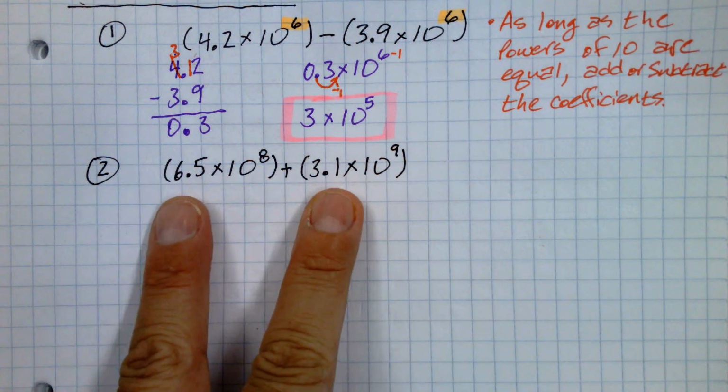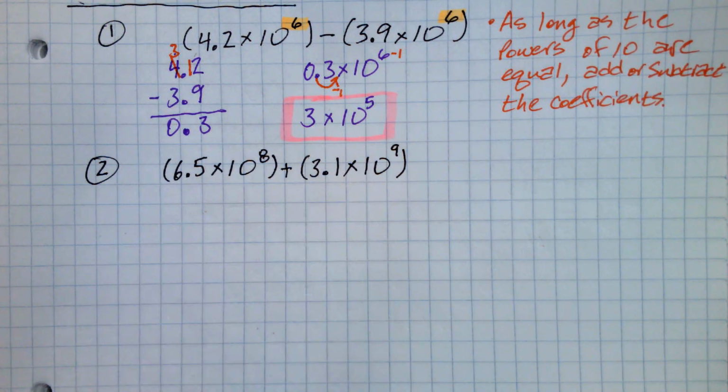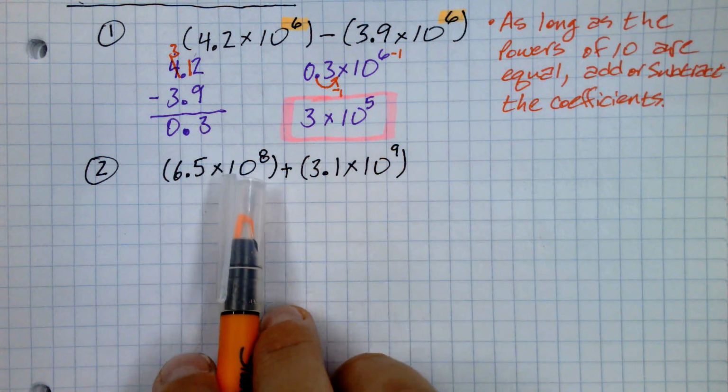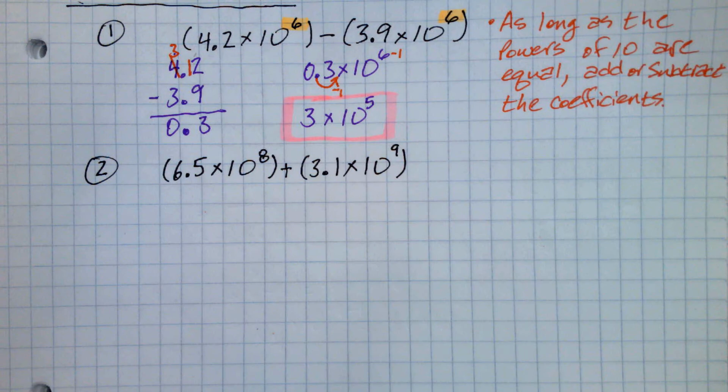So we're adding two of these, right? But our exponents aren't the same. We have 10 to the 8th, 10 to the 9th. Let me just phrase it this way. Should we change the 9, bump it up to an 8? Or should we change the 8, bump it up to a 9? Or change the 9 and bring it down to an 8? Which one is better?